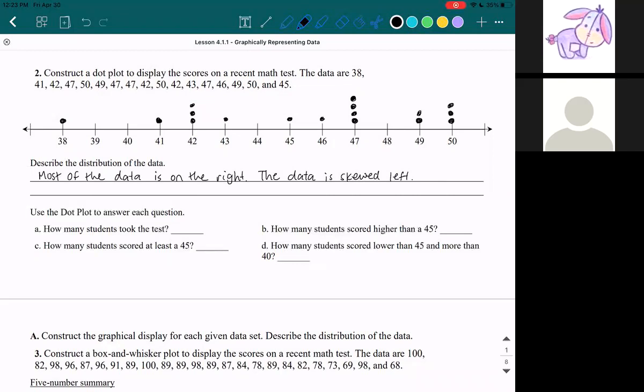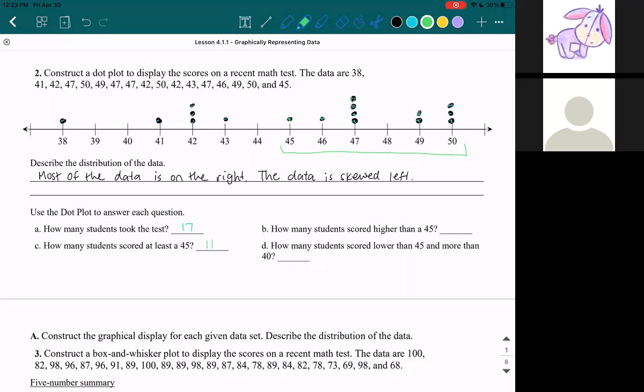Okay, we're going to use the dot plot now to answer each question. So how many students took the test? Just count it. So I'm going to count 1, 2, 3, 4, 5, 6, 7, 8, 9, 10, 11, 12, 13, 14, 15, 16, 17. How many students scored at least a 45? So at least means include the 45. So I'm just going to count those. 1, 2, 3, 4, 5, 6, 7, 8, 9, 10, 11.